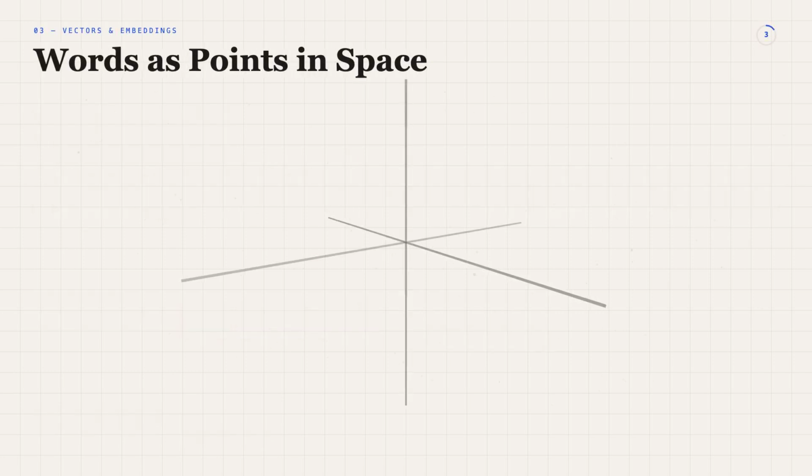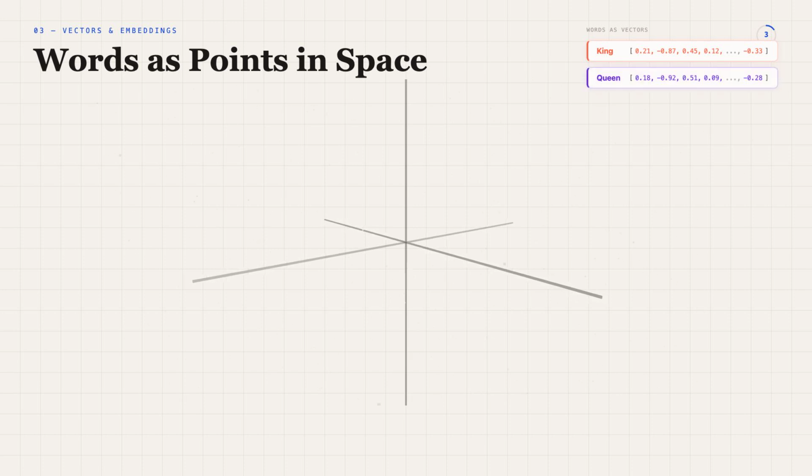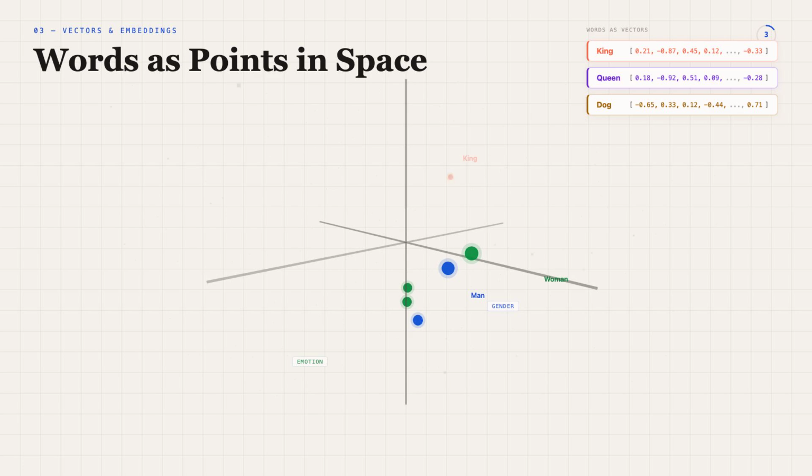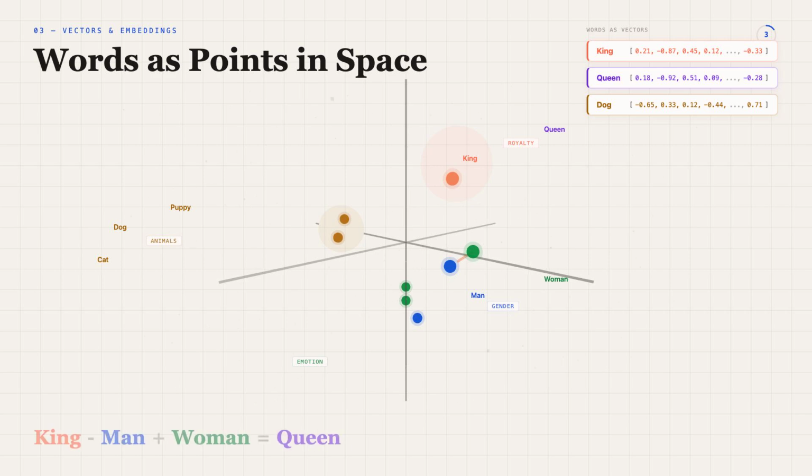Here's where it gets cool. The AI turns every word into a list of numbers called a vector. King becomes 0.21, negative 0.87, 0.45. Queen becomes 0.18, negative 0.92, 0.51. Dog becomes negative 0.65, 0.33, 0.12. Every word gets its own unique coordinates on a map. Words with similar meanings end up close together. So, king and queen are near each other. Dog and puppy are neighbors.